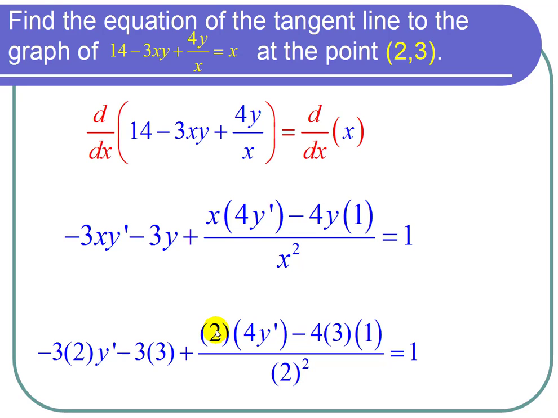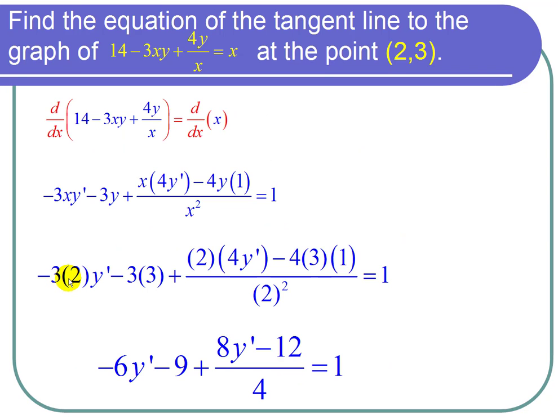So now I perform the arithmetic. Negative 3 times 2 is negative 6. Negative 3 times 3 is negative 9. 2 times 4 is 8. And 4 times 3 times 1 is 12. So I have an 8y prime minus 12 over 4. I can divide the 8 by 4 and the 12 by 4 and simplify.